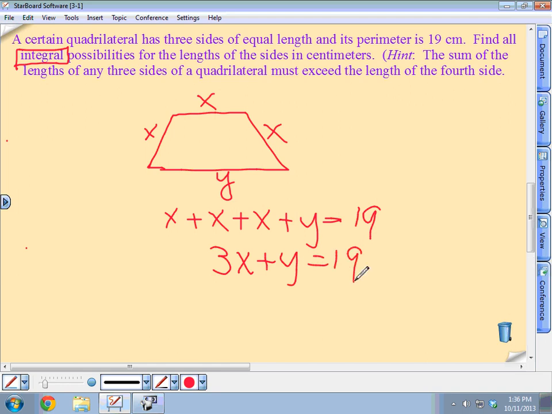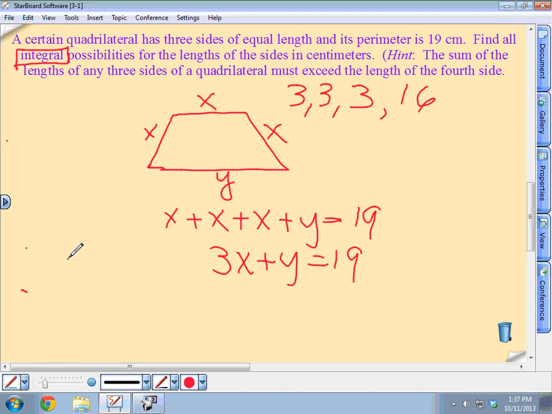Well, if this side now is 1, then that gives me 3, and what is y? If these sides are all 1 centimeter, then all these are 3 centimeters, and the whole thing is 19, so how many is this? 16. So that's a possibility. This says all the sides, so let's write them all down. So you could have 3, 3, 3, 16.